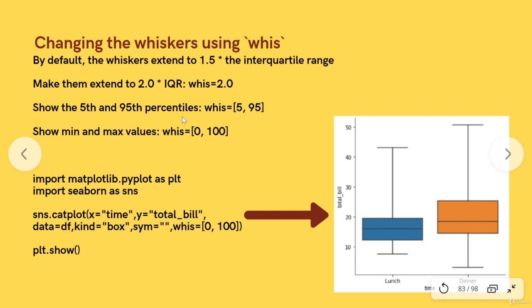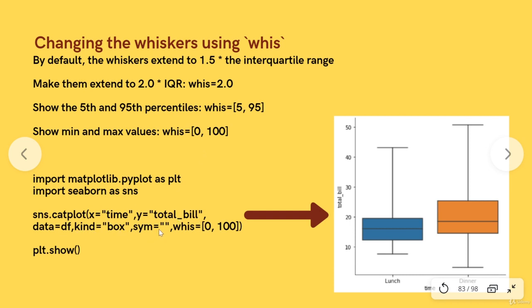If you want to show the fifth and the 95th percentile, then you have to mention whis 5 and 95. So it will showcase the fifth and the 95th percentile value instead of 25th and 75th. Or if you wish to show the minimum and maximum values, then you have to mention 0 and 100. So this is what you need.